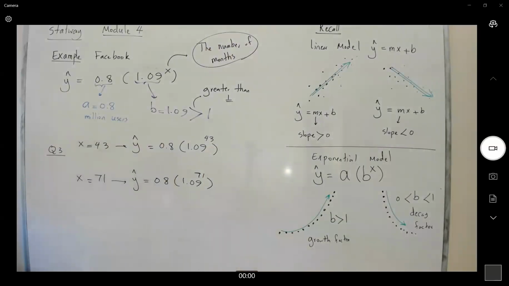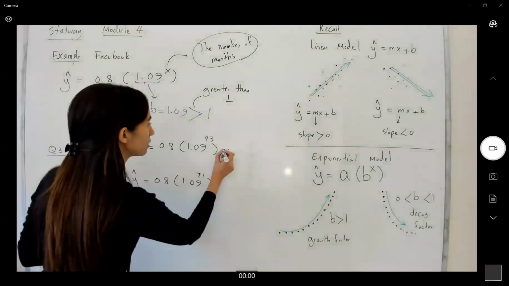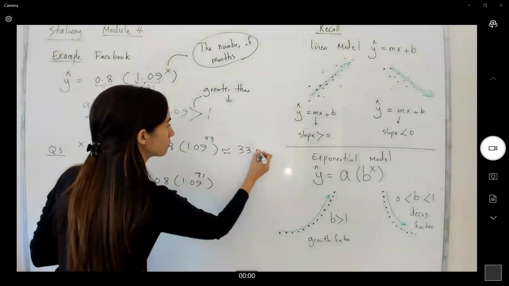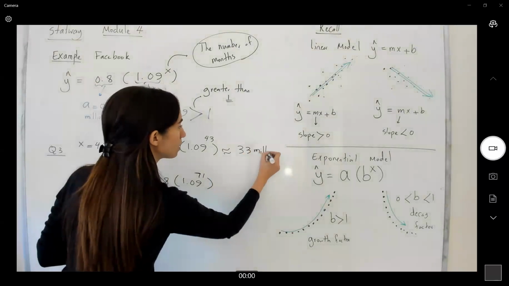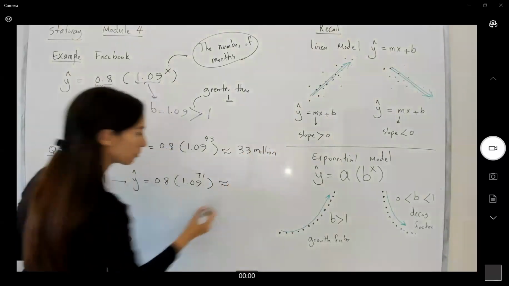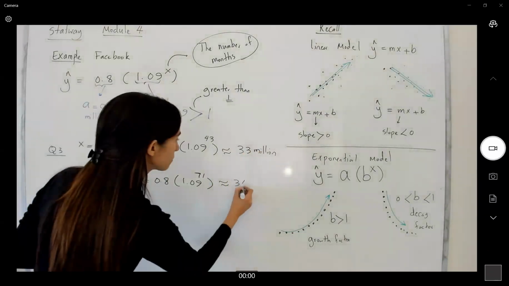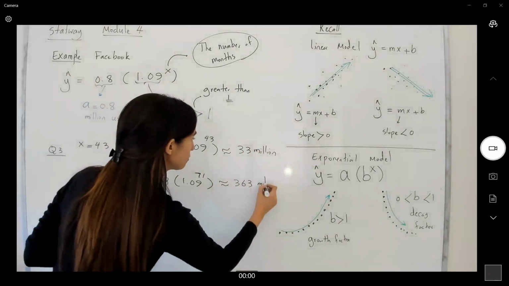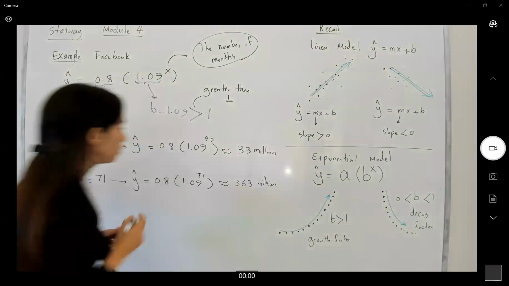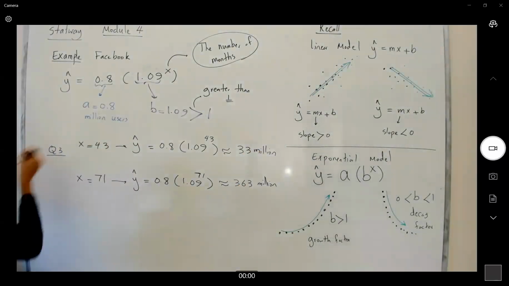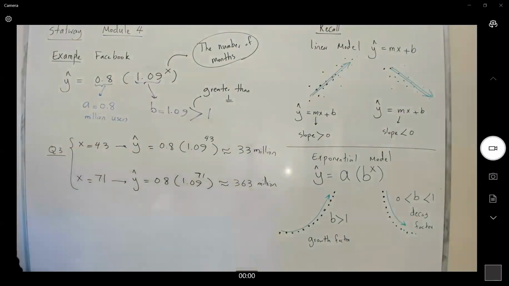Very well, excellent, well done. So 33 million and 363 million. Very good, thank you everyone. Million users, and approximately we have 363 million users. So this is the answer to question 3.